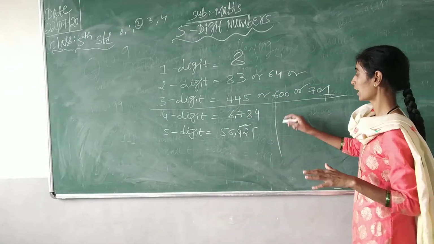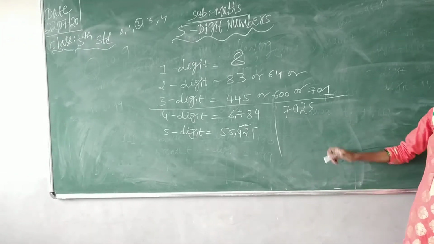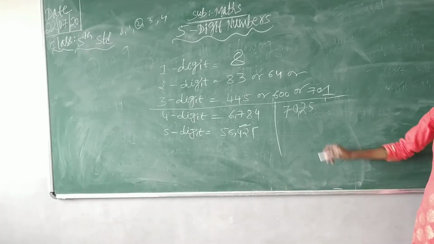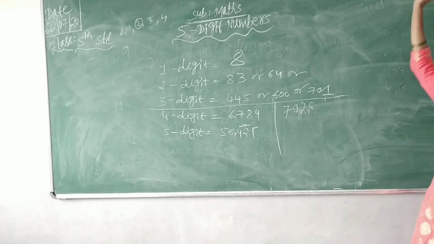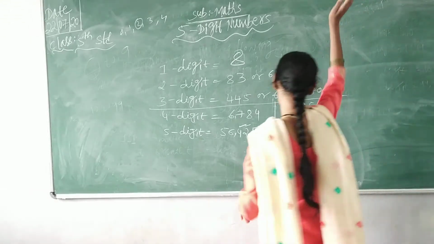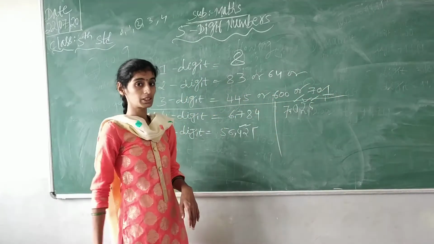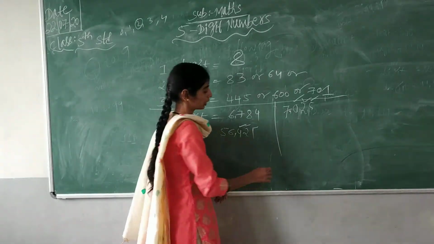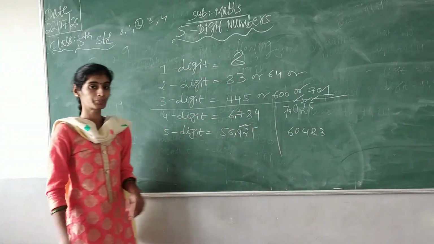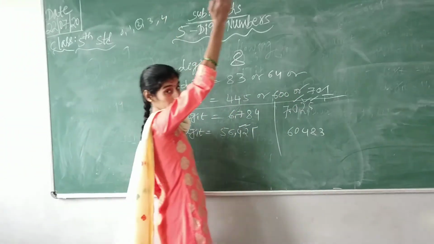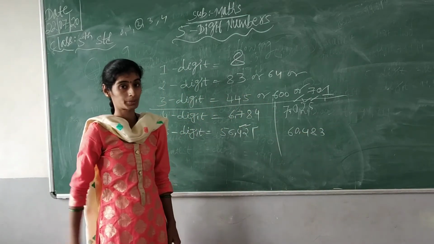Suppose I give another example, 7025. Where to place the comma, children? Here. After 2? No. Make sure the comma is placed from the right, right after 3 digits. So from here, 1, 2, 3. After 3 digits you have to place the comma. Keep in mind. Again we take one more example, a 5-digit number. Again the same here. From the right, after 3 digits, 1, 2, 3, place the comma.